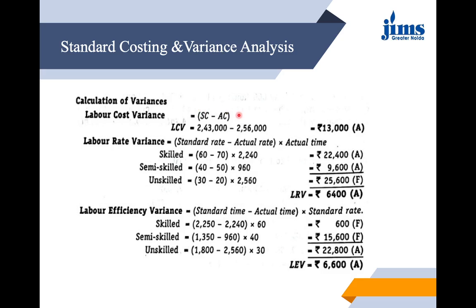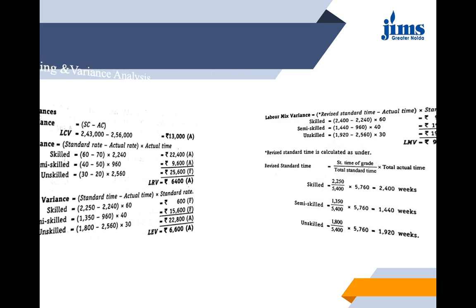Labor cost variance, first of all, is standard cost minus the actual cost. You can check that there is an adverse variance of 13,000. For labor cost rate variance, that is standard rate minus the actual rate into the actual time. We can put the values and we can see that two of them are adverse but one is favorable, and finally you are getting an adverse labor rate variance. Then we have labor efficiency variance, that is standard time minus the actual time into the standard rate. We can put the values for all the three categories, and finally we are able to obtain an efficiency variance of 6,600 rupees adverse.